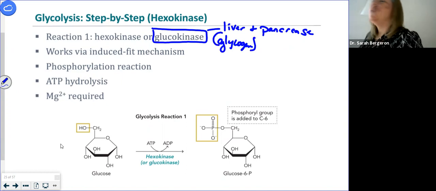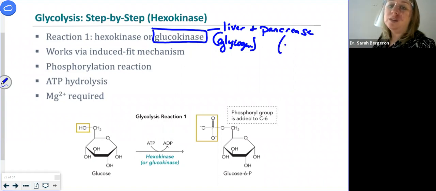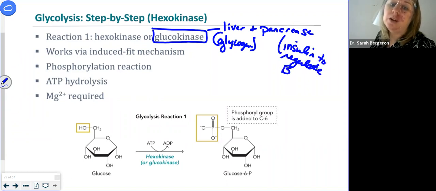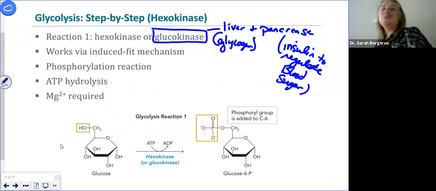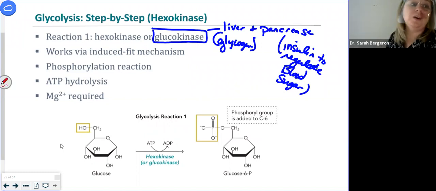Right? Why is the pancreas really important in regulating blood sugar? Makes insulin. Insulin to regulate blood sugar. Right? So we have very specific reactions that are going on in these two organs. And so we're going to see some differences in hexokinase and glucokinase. So for right now, we're really going to focus on hexokinase.